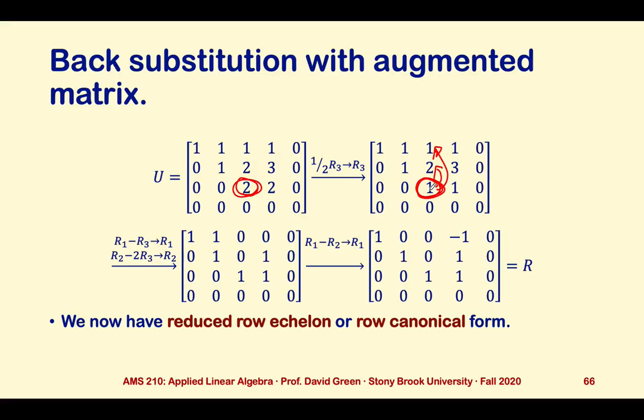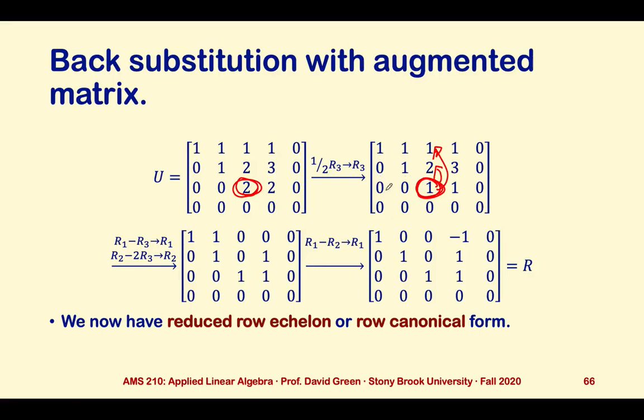We have a 1 here. How do we eliminate the 2? Well, by subtracting 2 times this row. We have a 1 here. How do we eliminate? We do it by subtracting 1 times this row. So having the 1 here simplifies the scaling factors that we need in this elimination step. R1 minus R3 to replace R1. R2 minus 2R3 to replace R2.